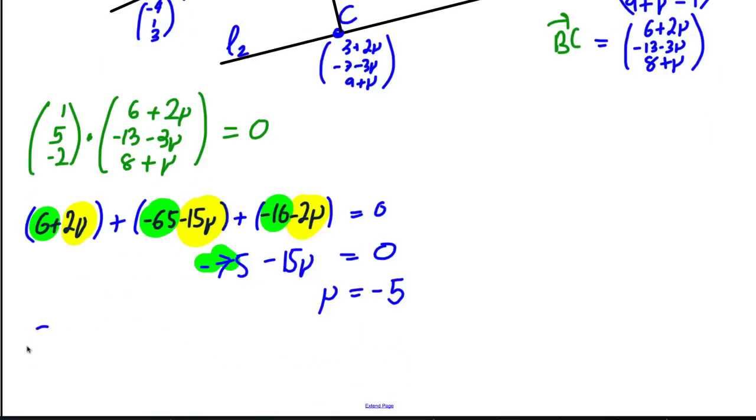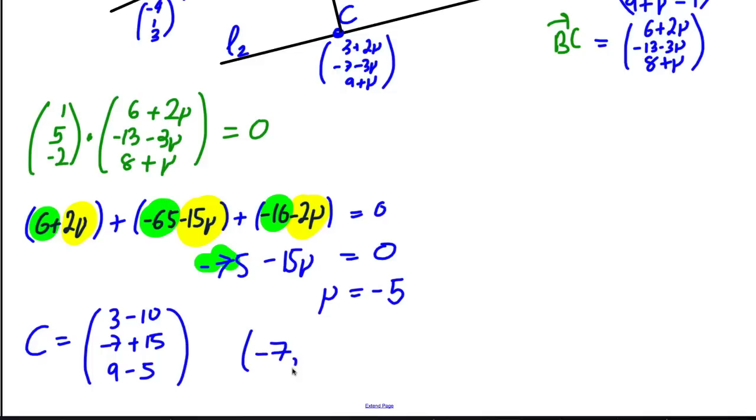So the point C is when I substitute negative 5 in there. So it would be 3 subtract 10, negative 7 plus 15, and 9 take away 5, and that gets me the coordinates negative 7, 8, and 4, and that is the point C as required.